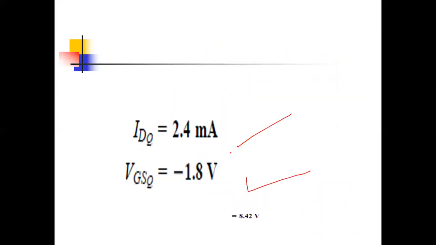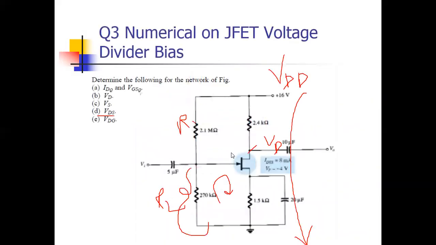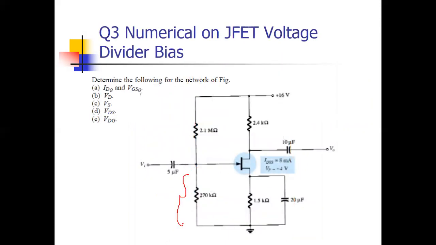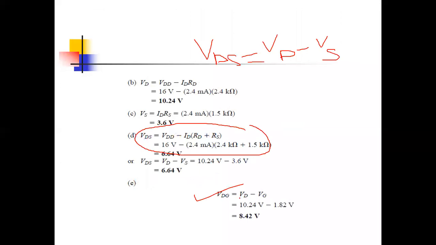So in this way you have solved this numerical 3. In numerical 3, what you have to apply? You have to apply the voltage divider rule here. Then KVL in the equivalent circuit, not here. After KVL, you will find one equation, then use the Shockley equation, then there will be a quadratic equation, and you will find the ID and VGS. For VD, you have to apply KVL in the upper part, for VS the lower part, and for VDS, VD minus VS. Now next, for VDG: VDG means VD minus VG.